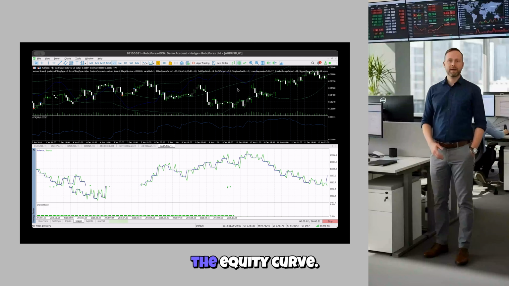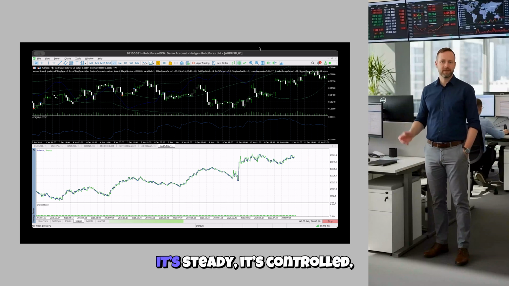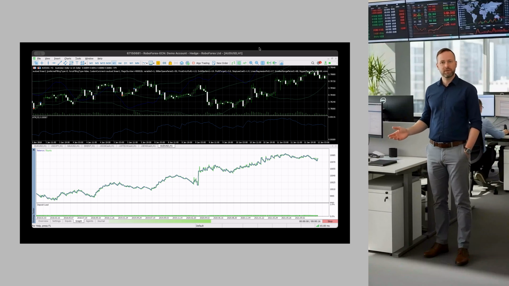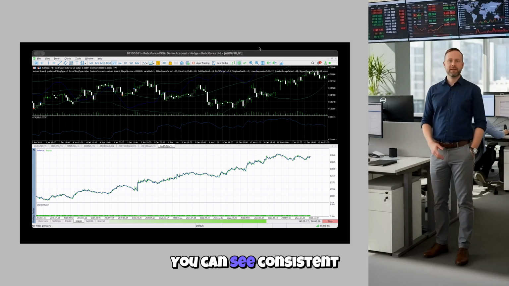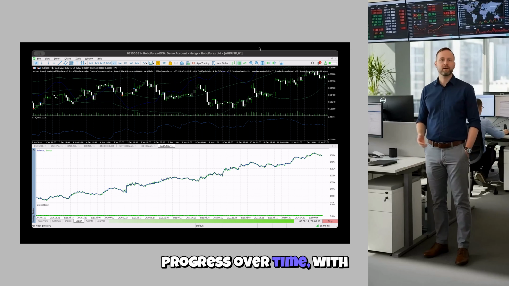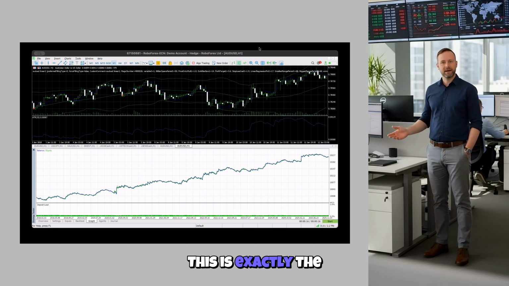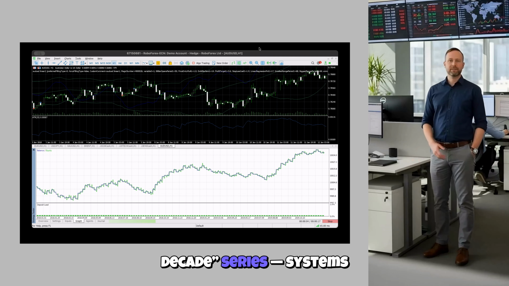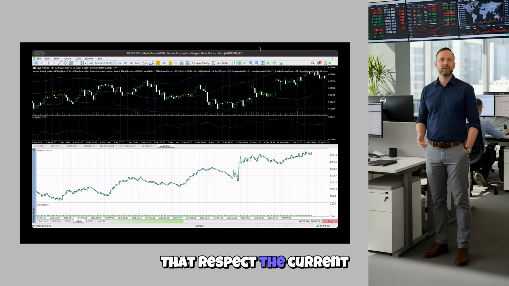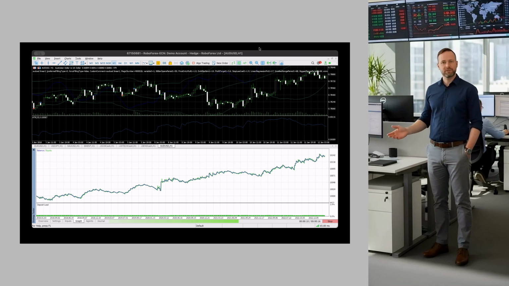Now let's look at the equity curve. What I like here is the overall structure. It's steady, it's controlled, and it's not relying on one or two lucky trades. You can see consistent progress over time, with pullbacks that stay relatively contained. This is exactly the kind of behavior we're targeting in this last decade series. Systems that respect the current regime and stay stable across market conditions.